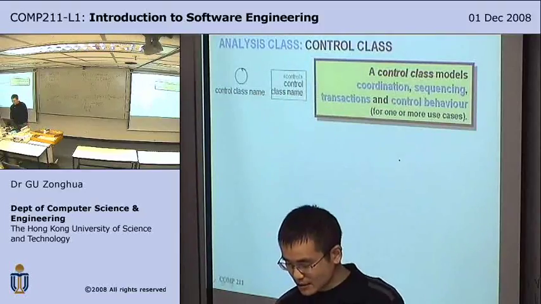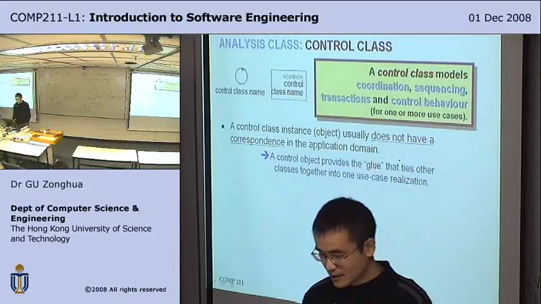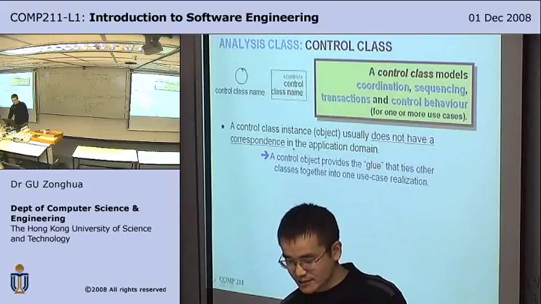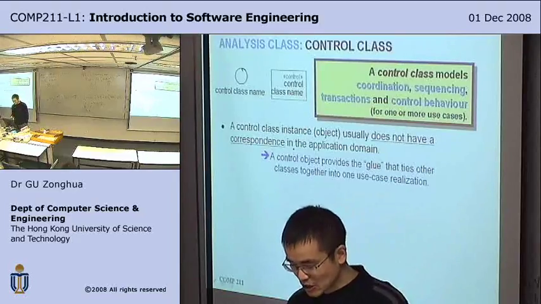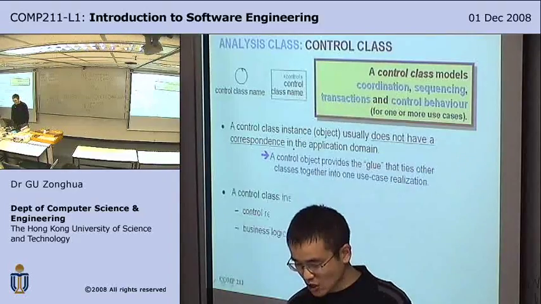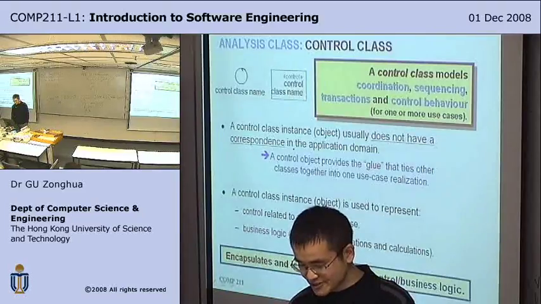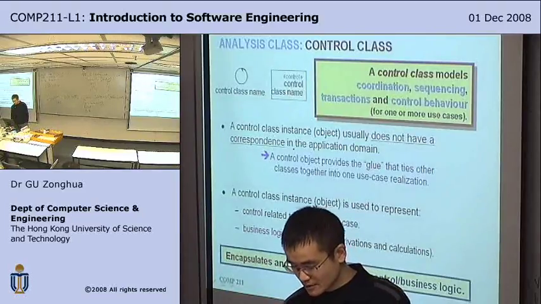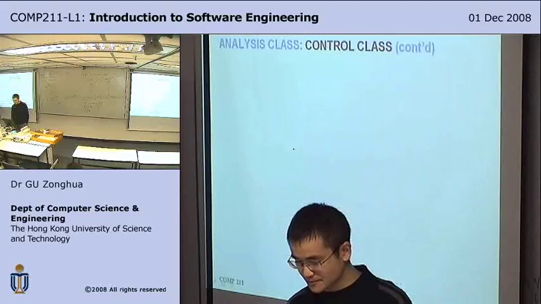Control class manages coordination. It doesn't have a correspondence in the application domain, unlike the entity classes. It's a glue that ties together other classes. It represents control and business logic. Again, encapsulation and isolation.